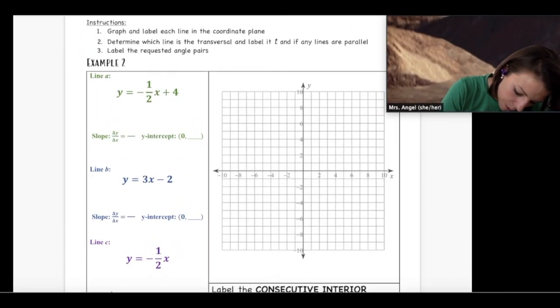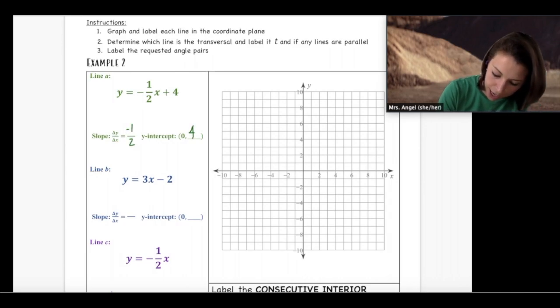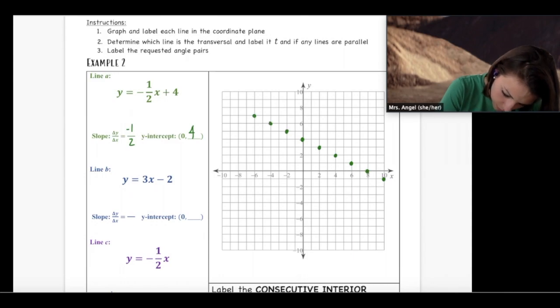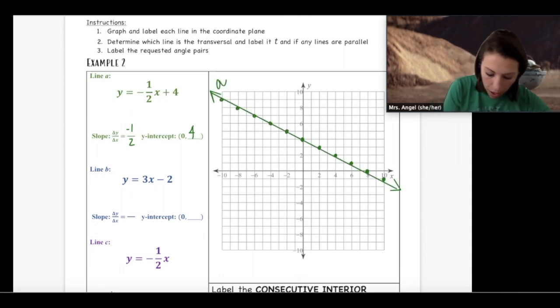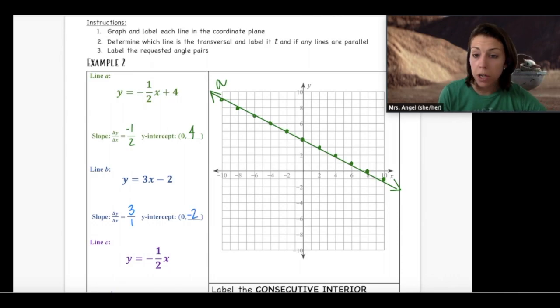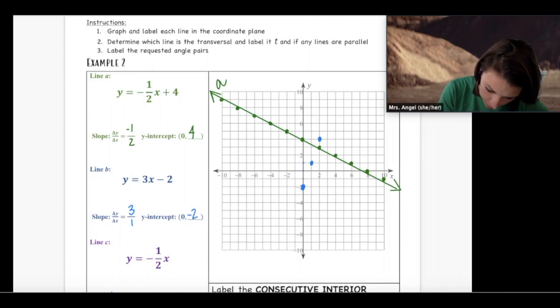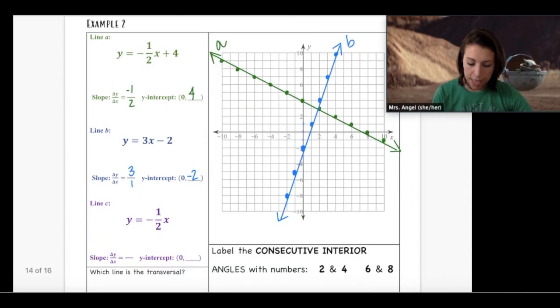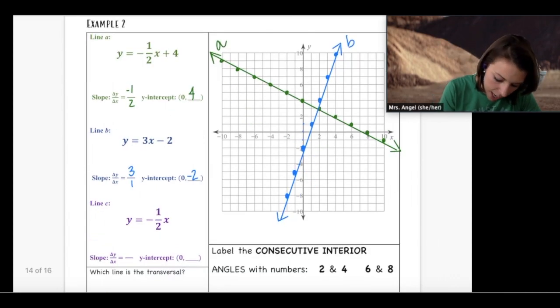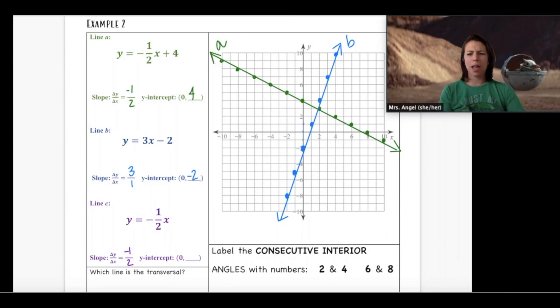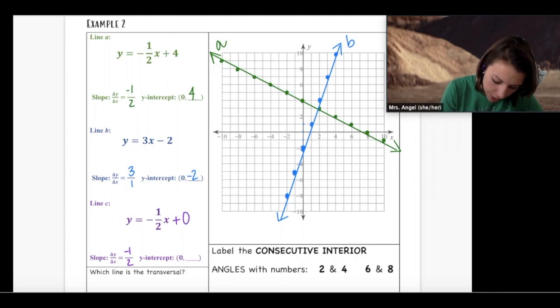So here we go. Line A, slope here, -1/2, y-intercept 0, 4. I'm going to go ahead and graph. Line B, our slope 3/1, our y-intercept 0, -2. I'm going to go ahead and graph line B. Last up is line C, slope -1/2, y-intercept. What is the y-intercept? Oh, that's just the same as +0. So now I'm going to graph line C.